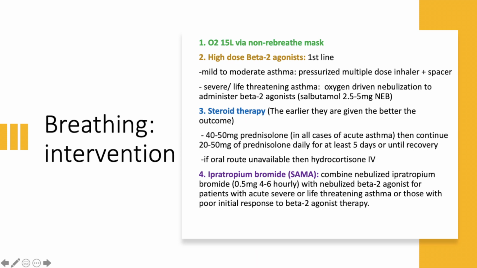Remember, we will only administer this if the patient's sats are below 94%. Moving on to the S, we're going to give salbutamol, which is a beta-2 agonist. This is first line for all asthma exacerbations.